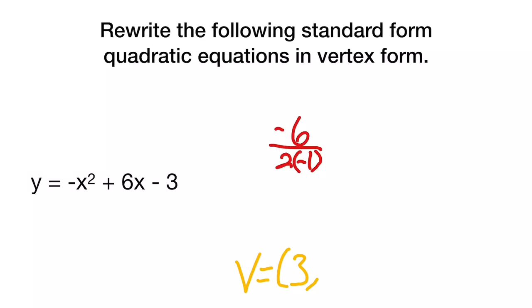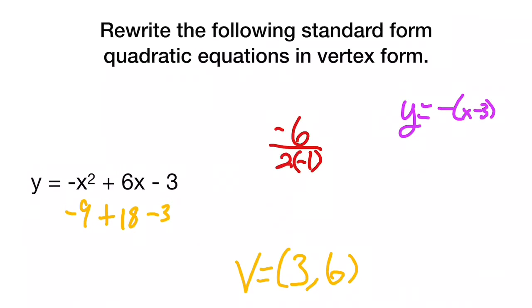At that point, I plug it in. Negative of 3 squared, well, 3 squared is 9, so that becomes negative 9. Please note, if it was going to be the other way, we would have put parentheses around the negative x, but we did not. Plus, in this case, 3 times 6 is 18, minus 3. So let's see, negative 9 plus 18 is positive 9, minus 3 is 6. So at that point, I just put these into my equation. y equals, remember, our a value is negative 1, so negative x minus 3 squared plus 6.